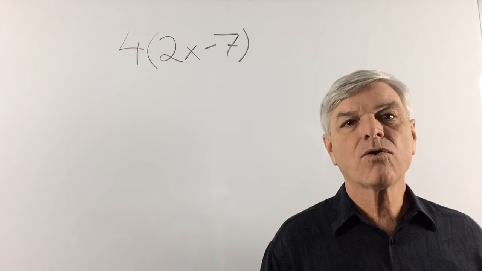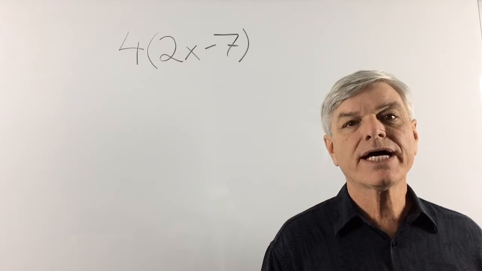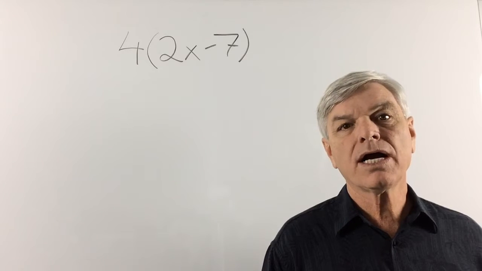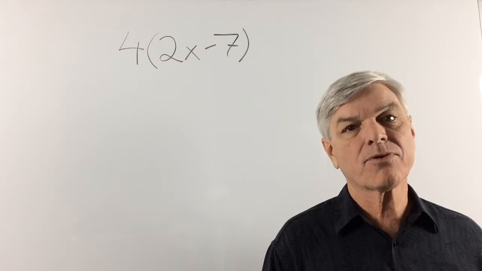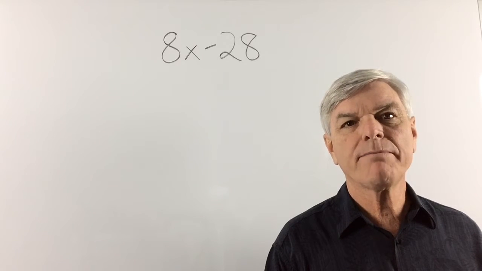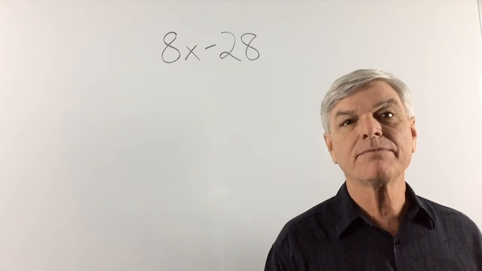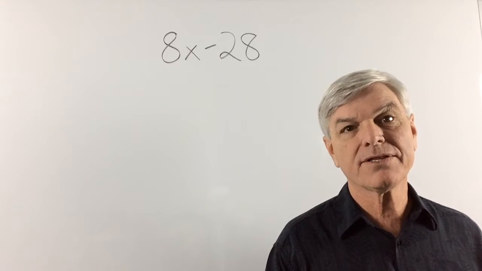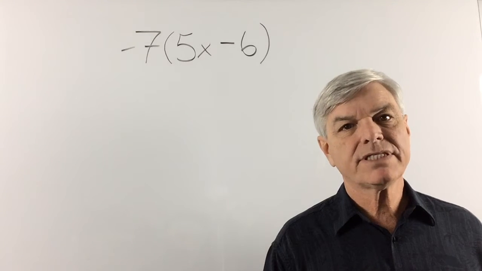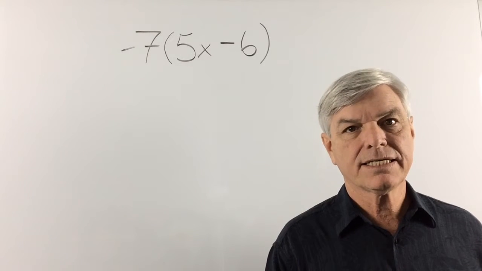So here we have 4 times parentheses 2x minus 7. So we're going to multiply 4 times everything in the parentheses. And we have 8x minus 28. Remember, multiply that 4 times both numbers in the parentheses. Let's try something a little more complicated. How about negative 7 times 5x minus 6?